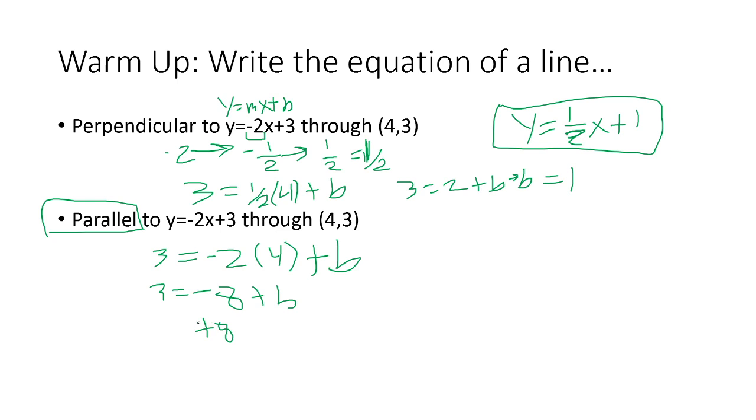This is one of the most common things missed on that worksheet that I assigned the other day that I haven't finished grading. Add 8 to both sides, and we get 11 equals b. Whenever we have a negative 8, to move it to the other side, we have to add it. And rewrite it. y equals negative 2, negative 2, sorry, x, because that's our slope. It's the same slope as before, because it's parallel. Plus 11.